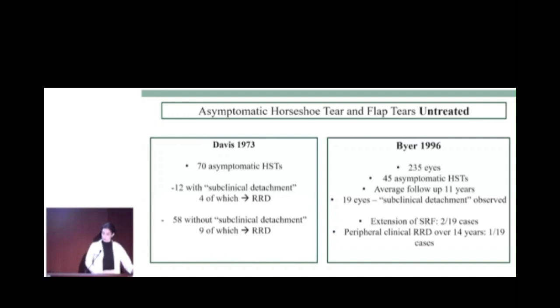Bayer's natural history study looked at 45 asymptomatic breaks, and that was a long follow-up, near 11 years. 19 had fluid around the break, like I just described, but not posterior to the equator. And then 3 overall of those observed eyes went on to detach. So 2 had extension of the fluid posterior to the equator, and then 1 over 14 years developed a clinically significant rhegmatogenous retinal detachment.